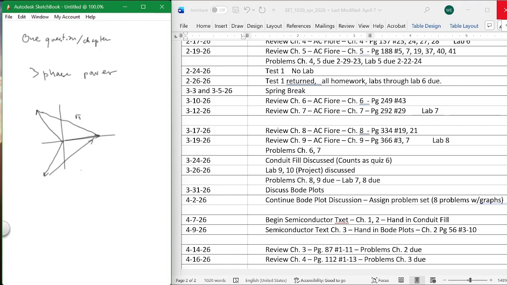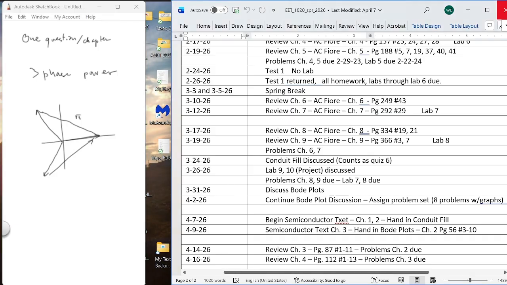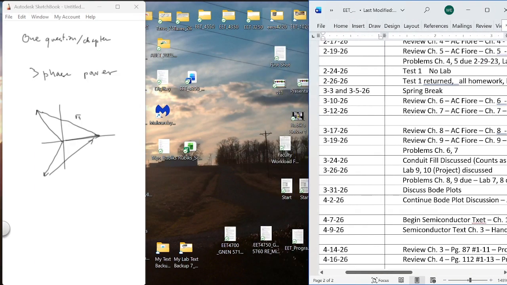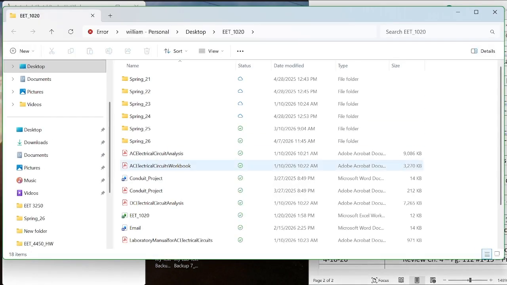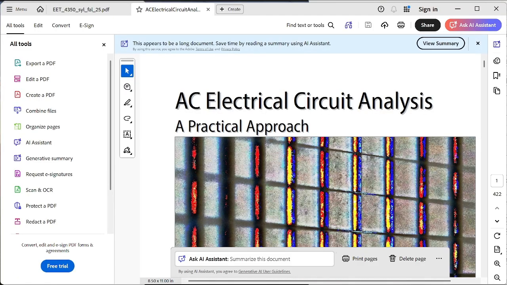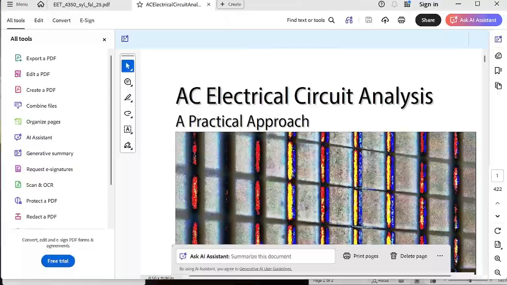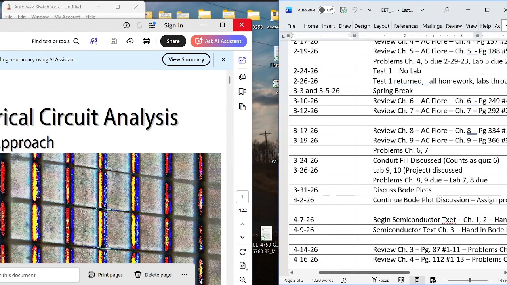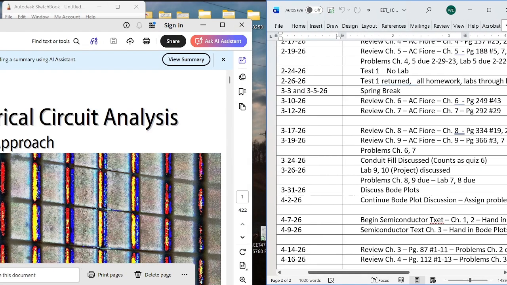Chapter 10 is a Bode plot. So I could go back and look at these chapters and we'll review them just real quickly and see what these problems are, and we can go back through them. We don't have to rush through this. Okay, so page 249, number 43.